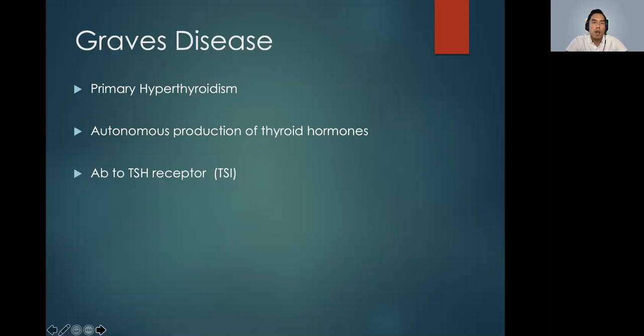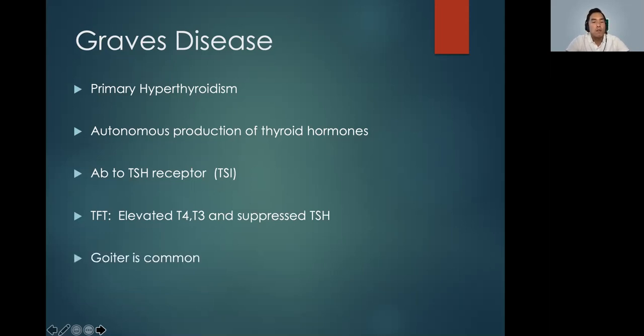Now, the opposite side of hypothyroidism is hyperthyroidism. The most common cause of hyperthyroidism is Graves' disease, right? It's considered a primary hyperthyroidism. Why? Because it's an autonomous production of thyroid hormones by the thyroid gland. It is caused by the antibody to the TSH receptor that's called TSI, right? So the gland can produce thyroid hormones due to the induction by the antibodies. So when you order the thyroid function test, you will see an elevated T4 and T3 and a very suppressed TSH level.